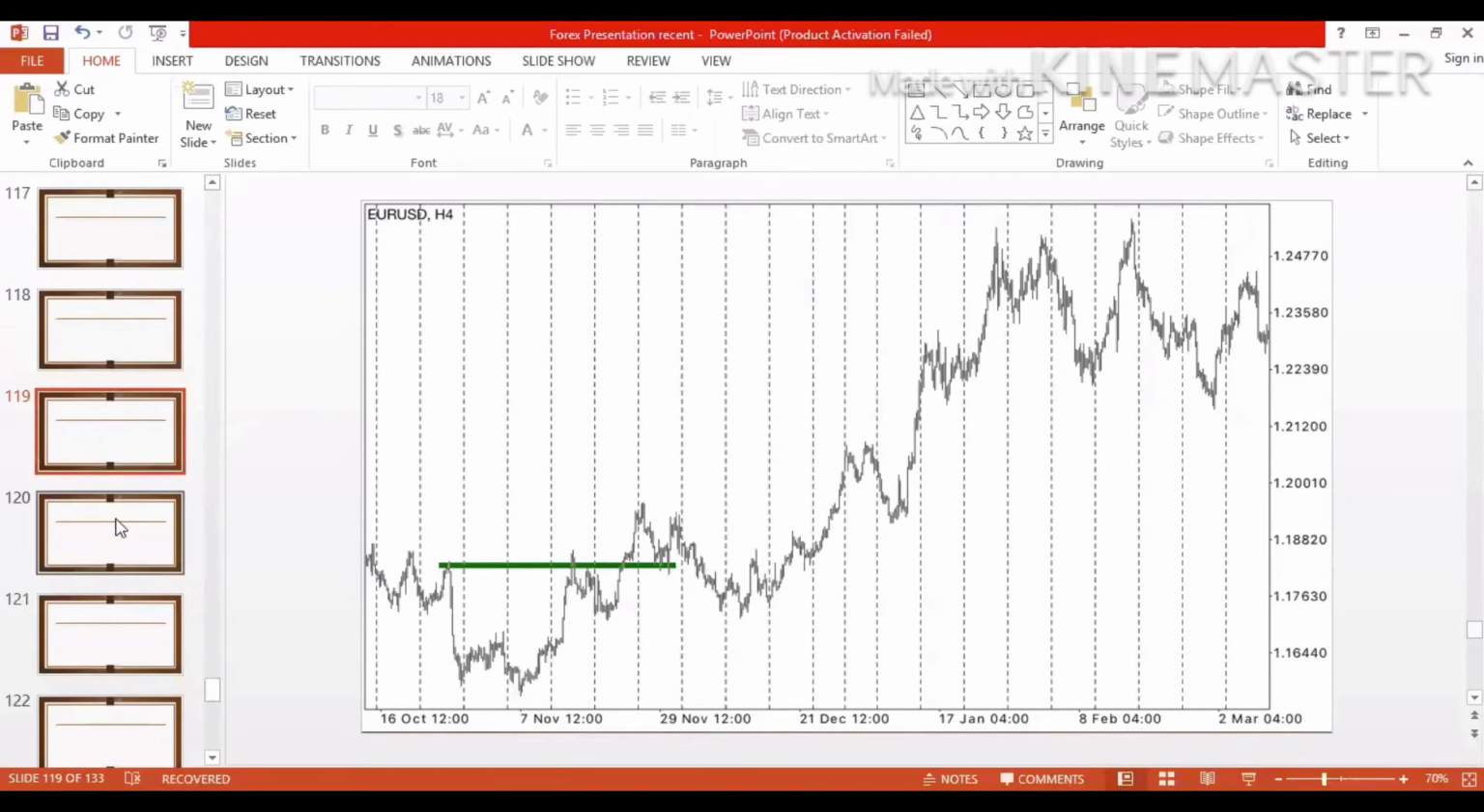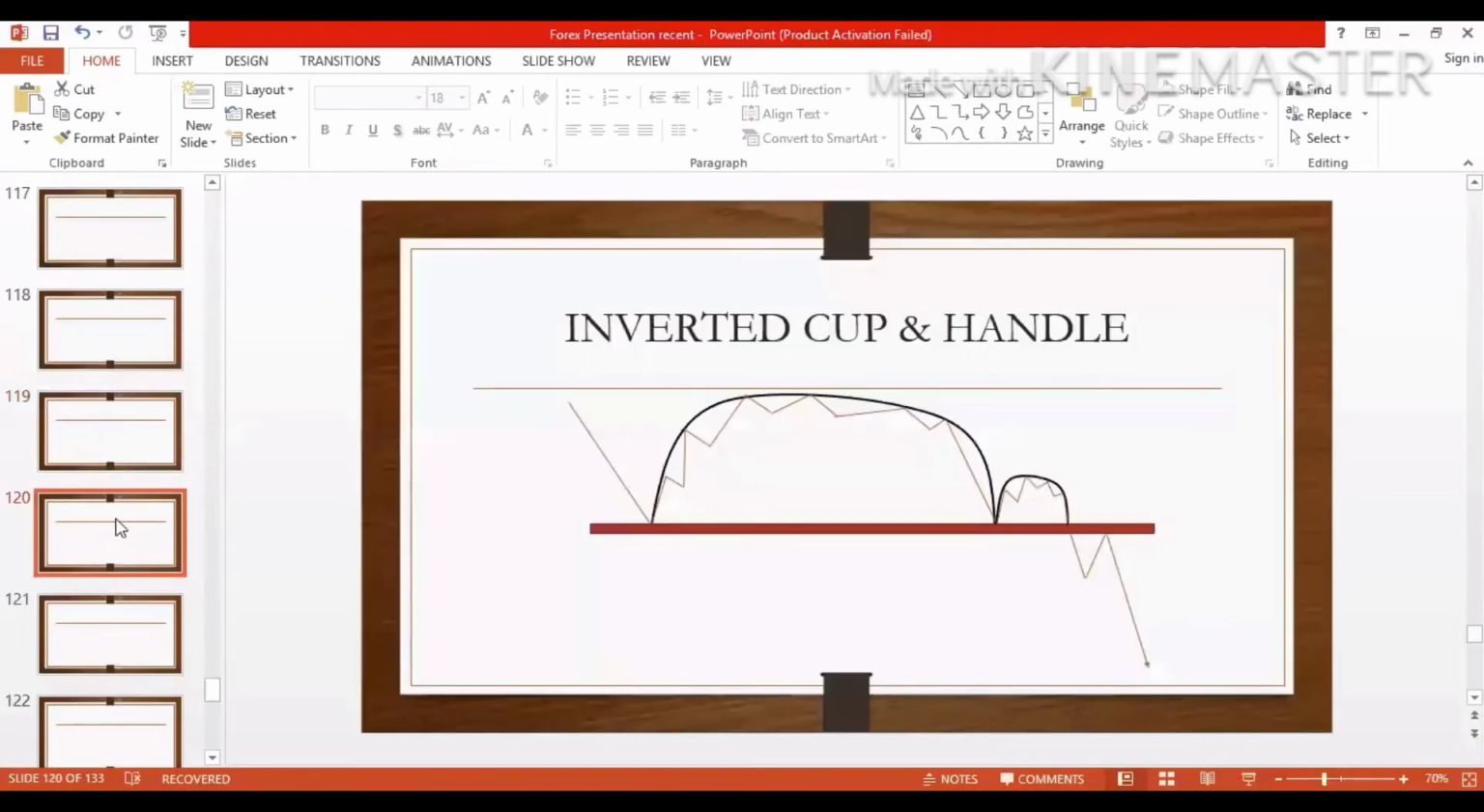So quickly, we're going to move on to the inverted cup and handle pattern. It's pretty much the same thing. If you understand what I've been explaining about the cup and handle pattern, I think you also understand this, just the other way around. Just turn the cup to face the table, then you have an inverted cup and handle pattern.